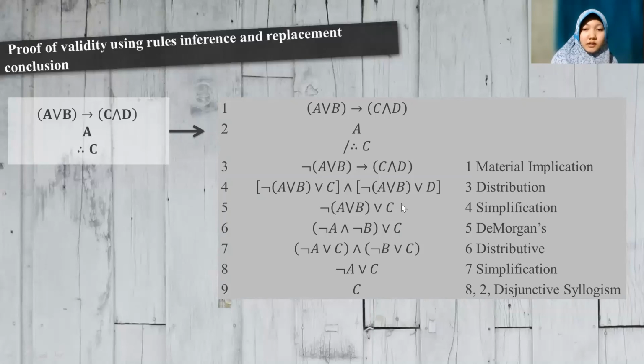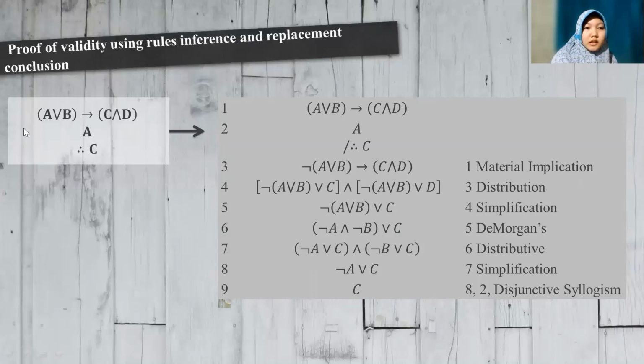We use De Morgan on number 5. And we get this on number 6. Negation A and negation B, or C. And number 6, we use distributive and we get negation A or C and negation B or C. Number 7, we use simplification and we get negation A or C. And last, we have C. C from 8 and 2, we use disjunctive syllogism.